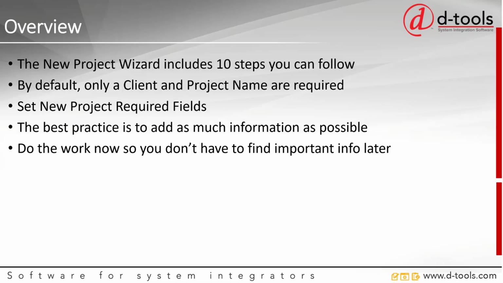The wizard has as many as 10 steps you can follow, but by default, only a client and project name are required. There is a feature called the New Project Required Fields that you can find under the Settings menu that allows you to identify specific settings that are required to actually create a project. Generally, the best practice is to add as much information as possible. Do the work now. Don't look for information later when you're ready to close the deal.